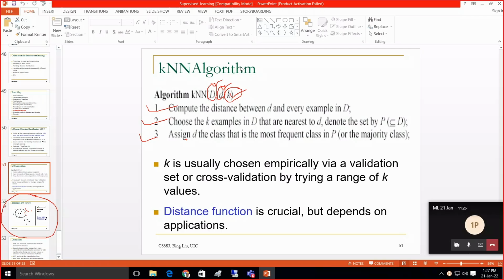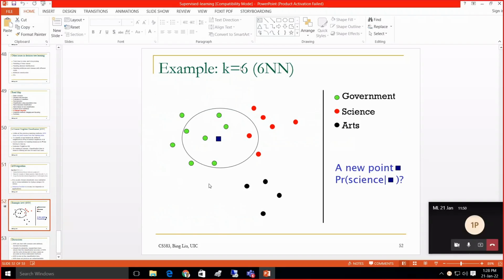First, compute the distance between d and every example in D. So here we need to calculate the distance. Second, choose the K examples that are nearest to d. Third, assign d the class that is most frequent among them. What it means, we'll see. So let us start with this example.